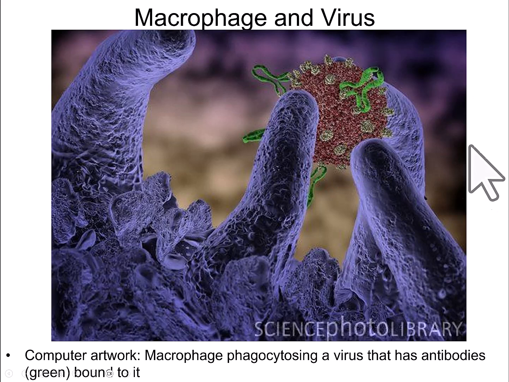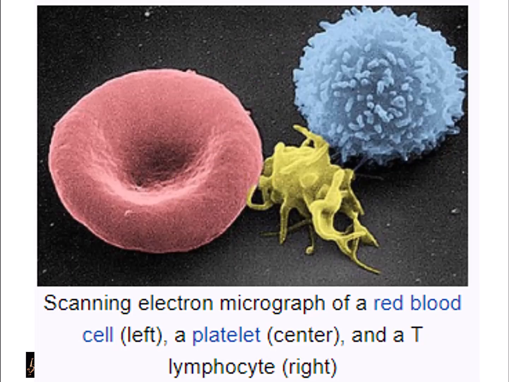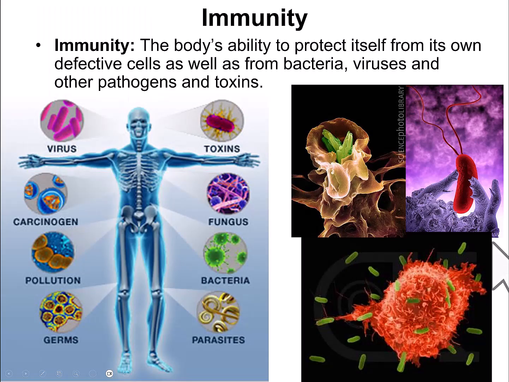And what you see here in green are the antibodies that are attached to that virus that are alerting the macrophage to phagocytose the virus. This is a scanning electron micrograph showing the size of a red blood cell compared to a platelet and then compared to a T lymphocyte.